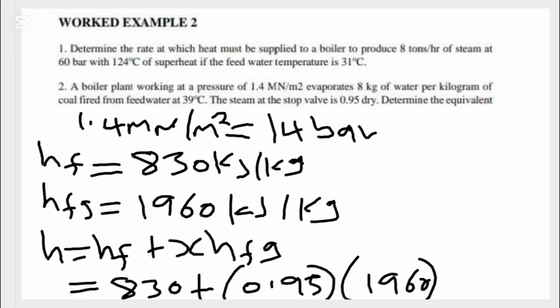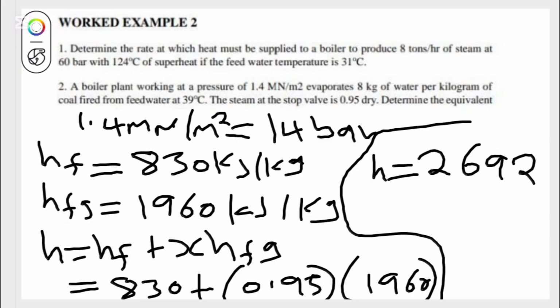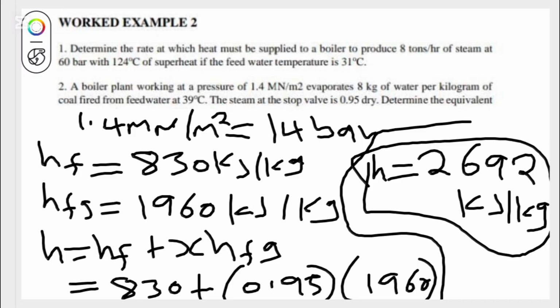So at the end, let me do it like this. The value of h will now be equal to 2692 kilojoule per kg, as the value of the enthalpy of wet steam. So the next thing that I'm going to find is the feed water supply.